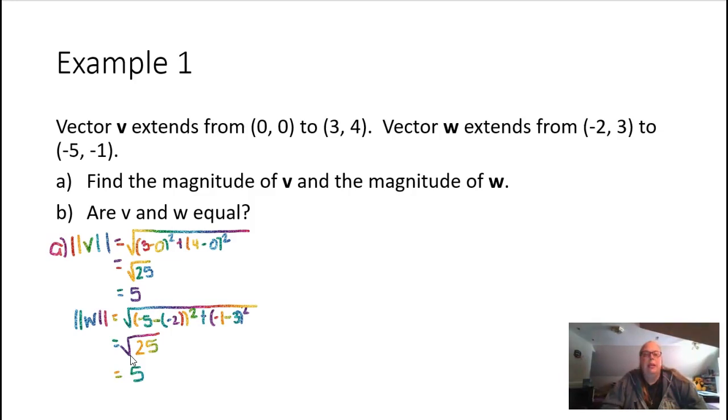Now part B is asking me, are the two vectors equal to each other? Well, that's half the battle. They have the same magnitude. But if they're going to be equal, they also have to be going in the same direction. And in order to figure that out, we should probably draw a picture. And if they're heading in the same direction, then yes, we can say that we have equal vectors.